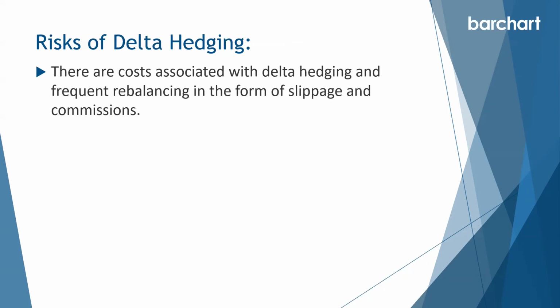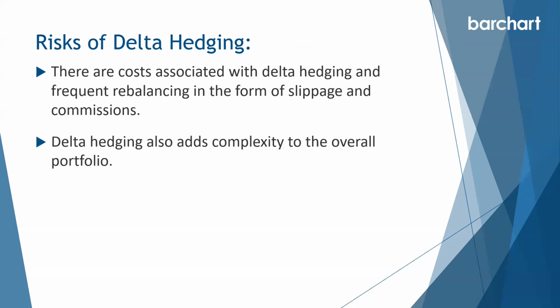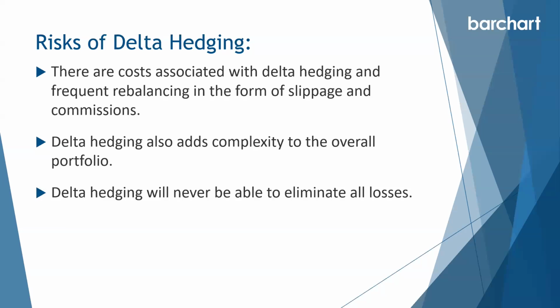There are costs associated with delta hedging and frequent rebalancing in the form of slippage and commissions. Delta hedging also adds complexity to the overall portfolio, and delta hedging will never be able to eliminate all losses. I guess the other risk as well is if we fully delta hedge and then the market actually reverses and goes higher, we're going to be losing money on our hedges, and we're going to be worse off than if we had not added the delta hedge.